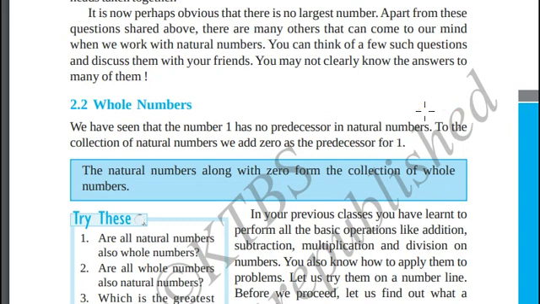In reality, we don't have a largest number. Even if you have a largest number, when you add 1 to it, it becomes the new largest number, meaning we do not have the largest number.